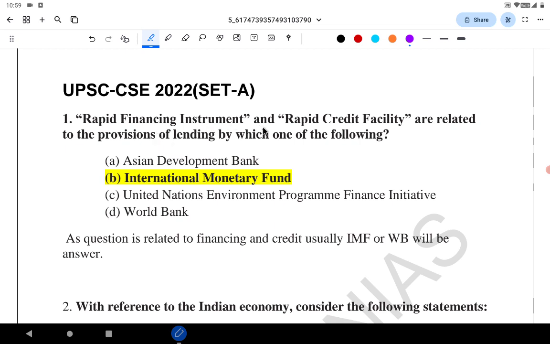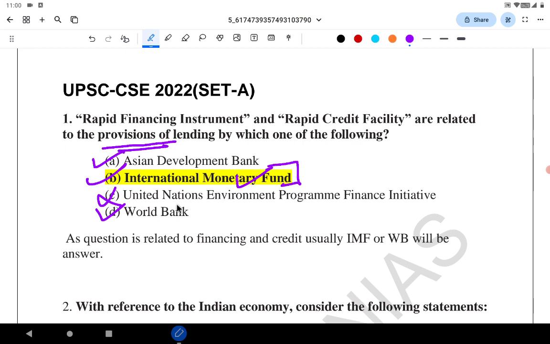Rapid financing instrument and rapid credit facility are related to the provisions of lending by which one of the following? It says about the provision of lending. So Asian Development Bank can be an answer, IMF can be an answer, World Bank. United Nations Environment Program Finance Initiative, very less chance. But whenever such questions are asked, normally the answer will be IMF or the World Bank, but very high chance IMF, because World Bank deals with the development.